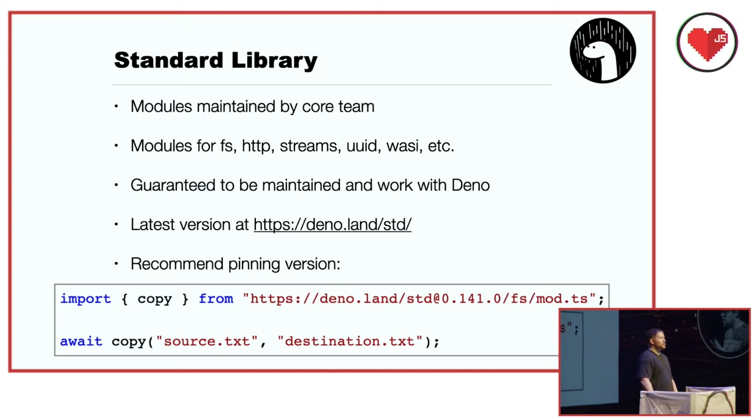So you can go to deno.land/std to see the latest version of these. It's got a nice kind of GitHub style interface where you can click through and look at all the code and see all the different modules. But this link will redirect you to whatever the latest version of it is.